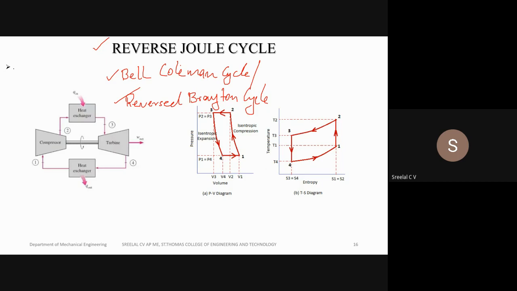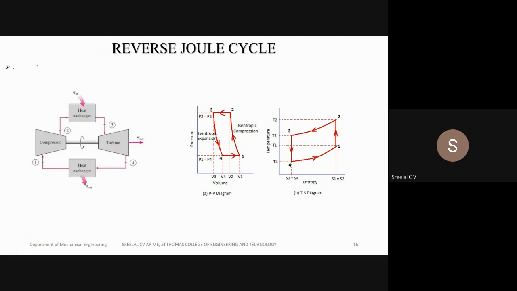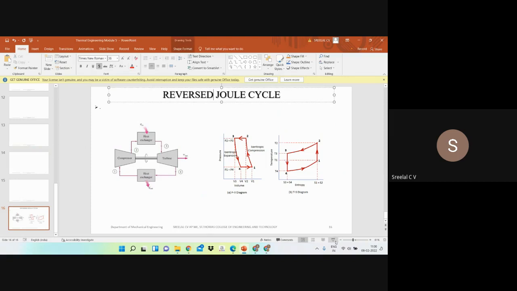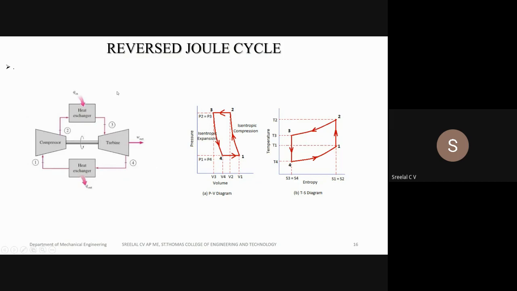Actually, this particular refrigeration machine, the air refrigeration machine, was developed by Bell Coleman, by reversing the Joule air cycle. The reversed Joule cycle. Okay, understood. So here you have to understand the same phenomenon is here, but here there will be an addition.